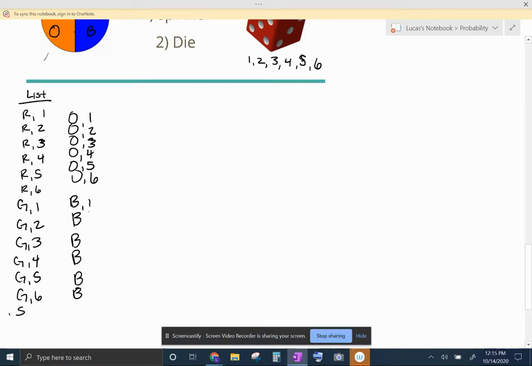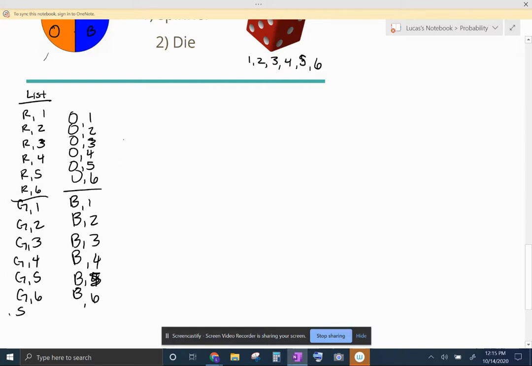And then I could also do the same thing for blue. I can get a blue 1, a blue 2, a blue and then a 3, a blue and then a 4, a blue and then a 5, and then a blue and then a 6. So how many are here? 6, 12, 18, 24. 24.